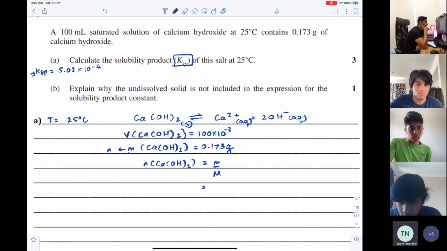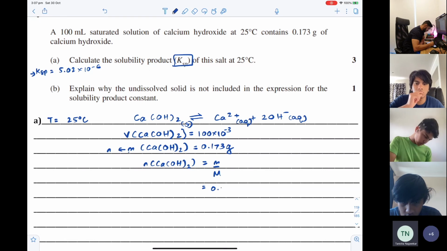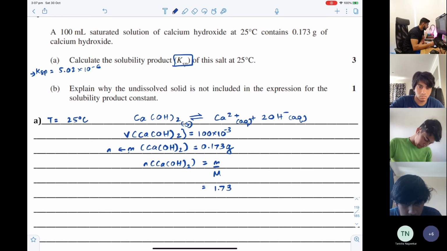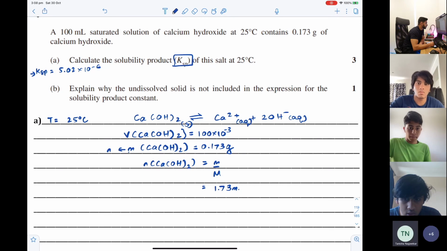It would be 0.173 because you've put... oh wait, 100 ml is 0.1. Yeah. So it would become 1.73, everyone? Is that what we've got for our moles? Yeah, that's what I got. Oh, sorry, no, I'm making a mistake here.